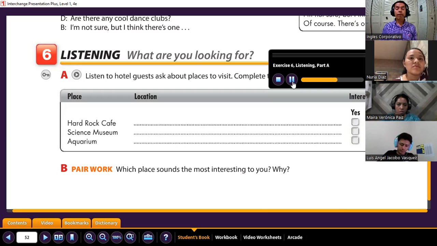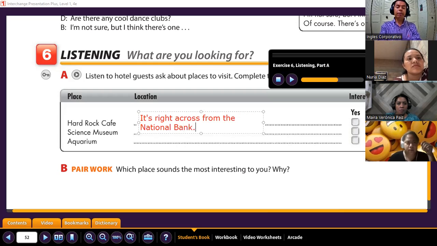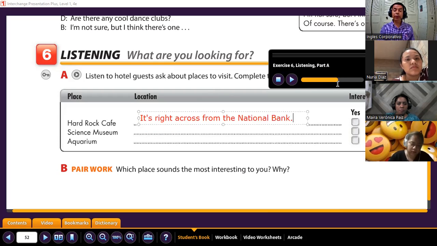Great. And where is the Science Museum? Okay, good. So what is the location of the Hard Rock Cafe? Help me, please, class. Right across from the National Bank, and then she said over. It's right across from the National Bank. Bang, bang, bang, okay? It's right across from the National Bank. Escuchemos otra vez.